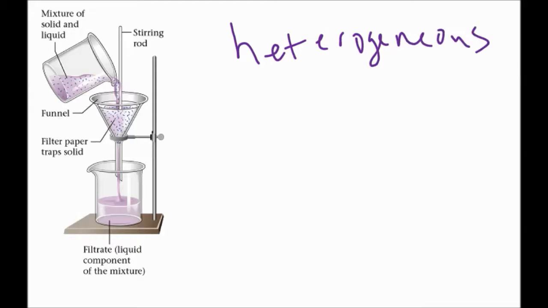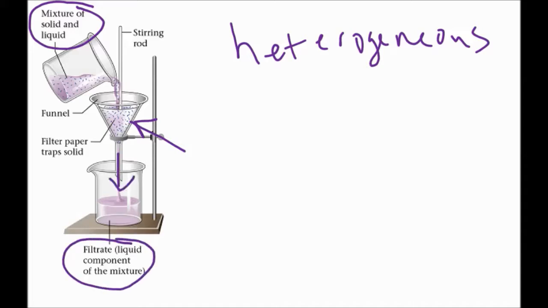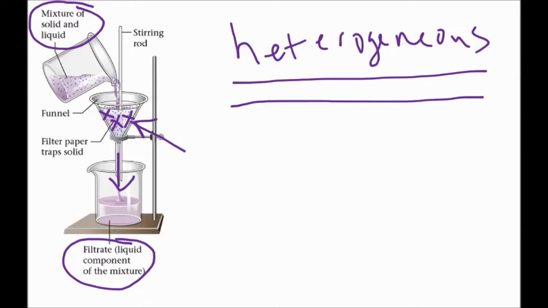So here we have a mixture of solid and liquid, and we have a filter paper right here, and as you pour that in, the filtrate, or the liquid component, is coming down through the funnel to the bottom, and all of the solid stuff is getting stuck in the filter paper, and that's how we're separating out the solid from this liquid. Again, that's what's otherwise known as a heterogeneous mixture.